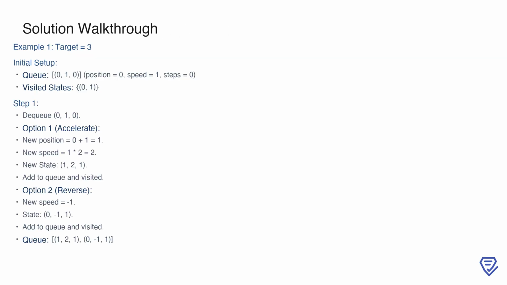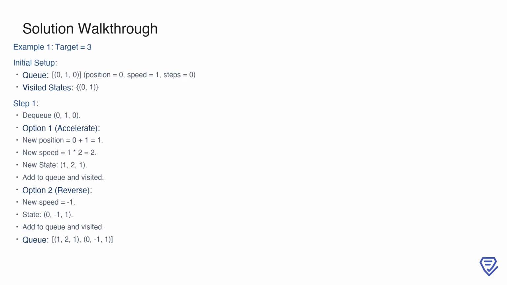To begin solving the problem where the target is 3, we initialize our queue with the starting state 0, 1, 0. This represents a position of 0, a speed of 1, and 0 steps taken so far. We also initialize a set to track visited states, starting with 0, 1. In the first step, we dequeue the state 0, 1, 0, and consider two possible actions.